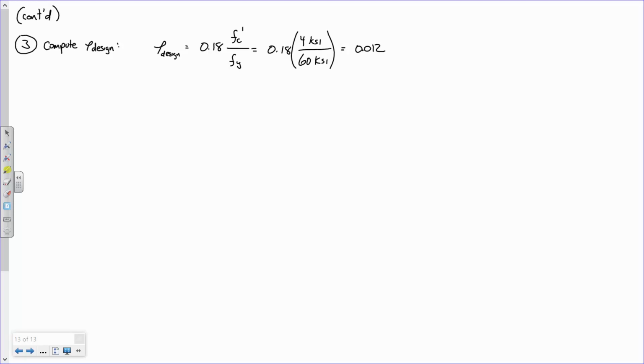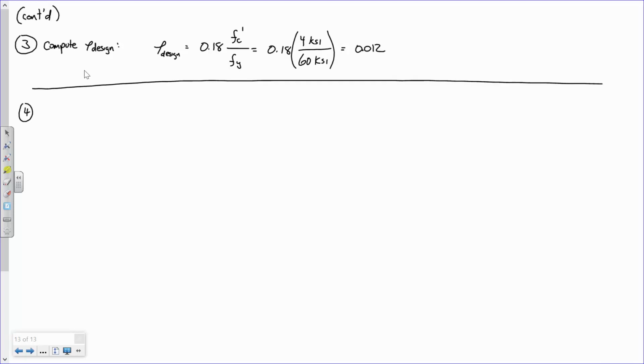Okay, all right. So basically what this is saying is that for our beam, about 1.2% of that beam should be steel when it's all said and done. Now I say about because this is just a value at the beginning that we're going to use for design purposes. So just keep that in mind. Okay. So far so good? Okay, now what is our step 4? What are we computing in step 4?